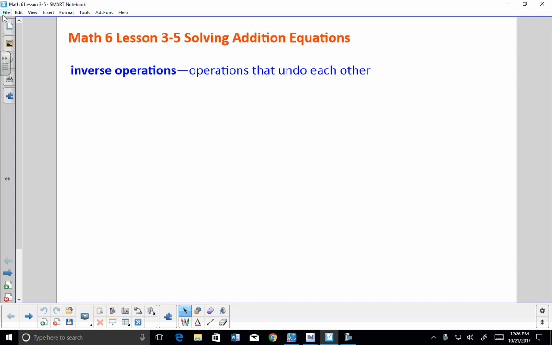This is Math 6, Lesson 3-5, Solving Addition Equations. Inverse operations are operations that undo each other. For example, closing the door undoes opening the door. Turning off the lights undoes turning on the lights.